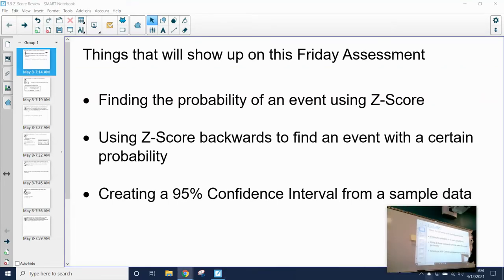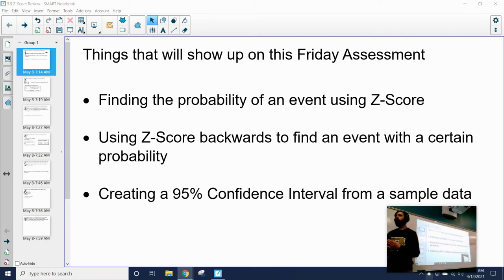Welcome back. Today we are reviewing Z-score in preparation for our assessment, which will be on Friday of this week. Things that will show up on your assessment on Friday: finding the probability of an event using Z-score, which was just our traditional Z-score given our information; using Z-score backwards to find an event with a certain probability; and creating a 95% confidence interval from a sample data. So we're going to review these three topics.